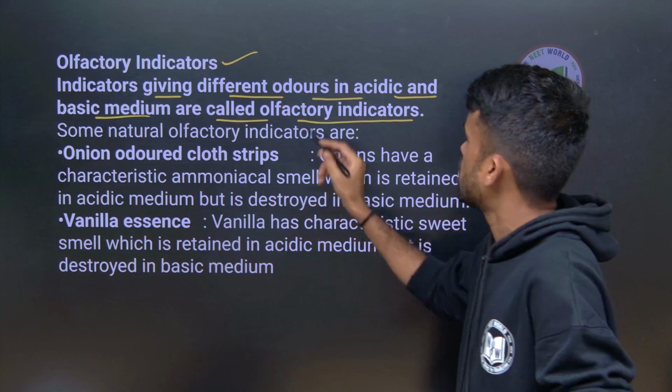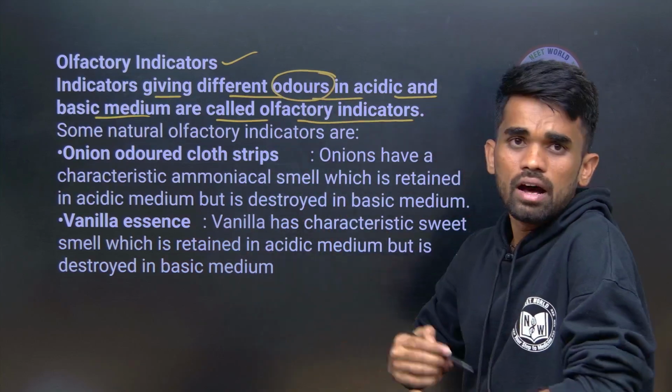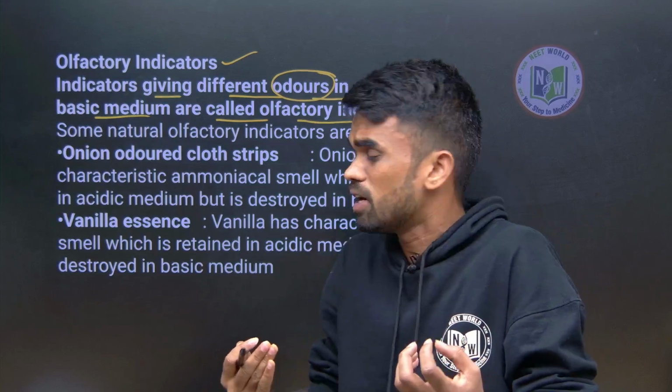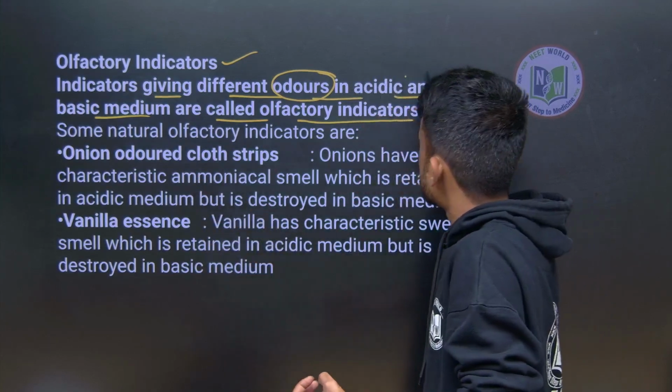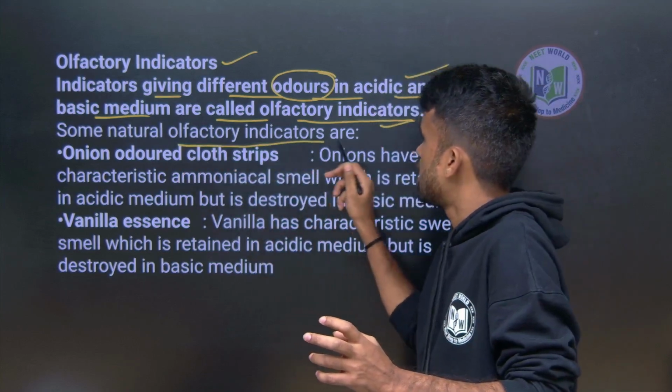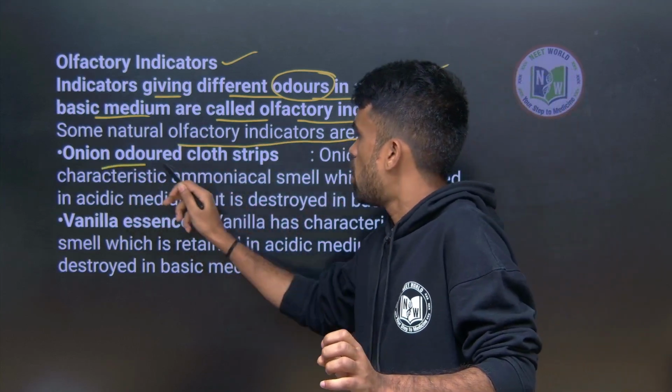So this is based on the odors. Indicators which give different odors in acidic medium as well as basic medium, we call them olfactory indicators. Some natural olfactory indicators are, for example, onion scented cloth strips.